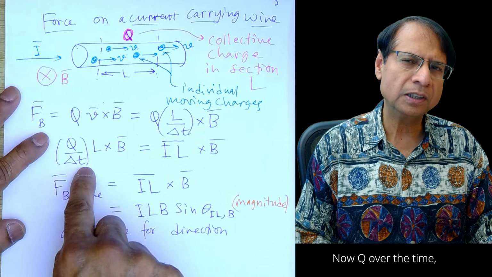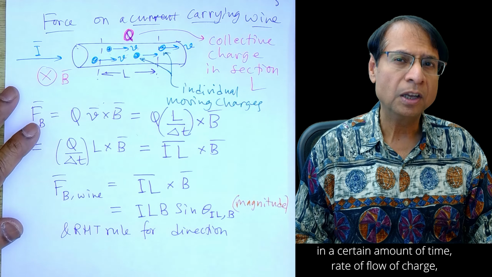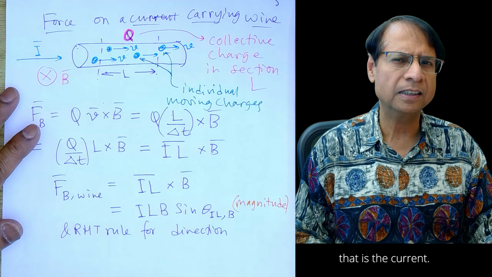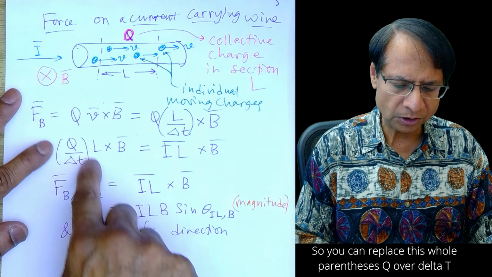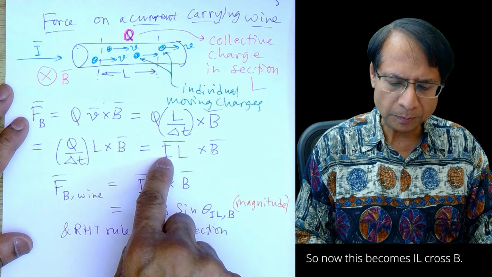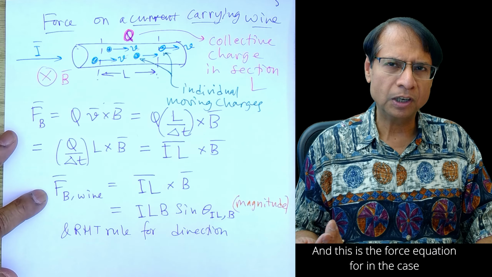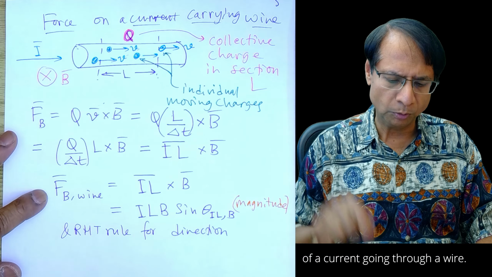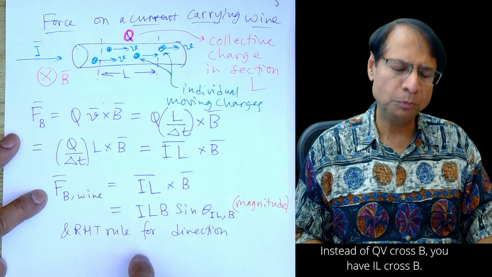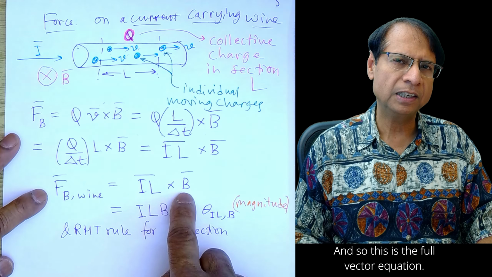Now Q over the time, that's the amount of charge that's flowing in a certain amount of time. Rate of flow of charge, that is the current. So you can replace this whole parenthesis Q over delta T by I. So now this becomes IL cross B. And this is the force equation for the case of a current going through a wire. Instead of QV cross B, you have IL cross B. And so this is the full vector equation.